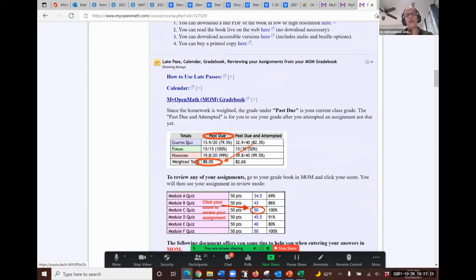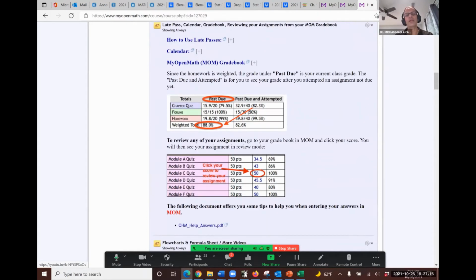MyOpenMath gradebook. I want you to pay attention to this. Again, this video explains the gradebook, and this chart shows you, since the homework is weighted, the grade under past due is your current class grade. The past due and attempted is for you to see your grade after you attempted an assignment, not due yet. Please understand this about the homework.